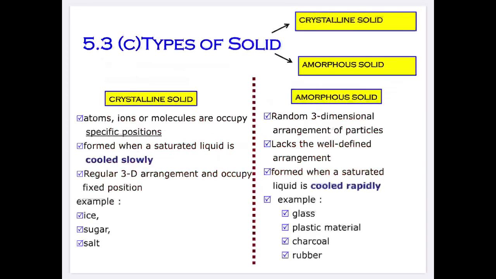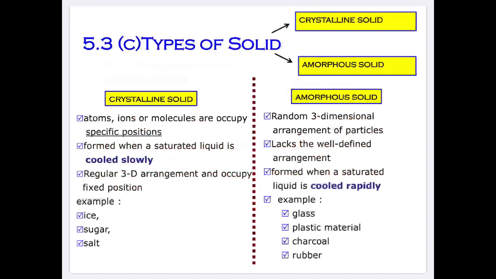There are two types of solid. The first one is crystalline solid, and the second one is amorphous solid. The difference is, for crystalline solid, the atoms, ions, or molecules occupy specific positions, while for amorphous solid, they have random 3D arrangement of particles.